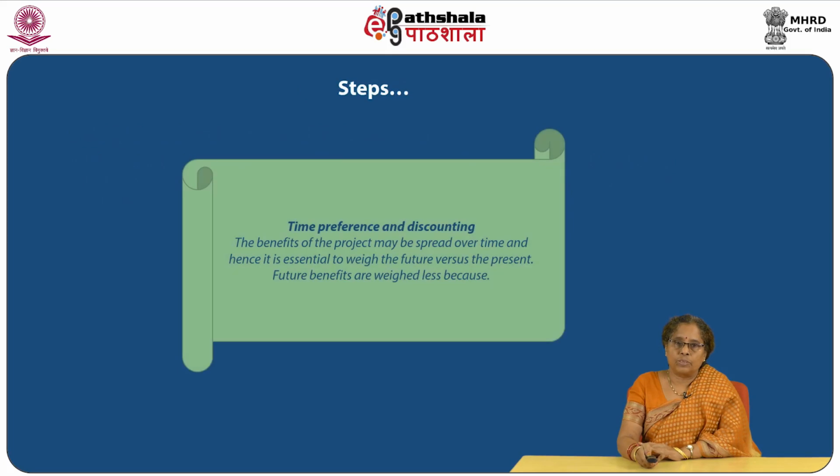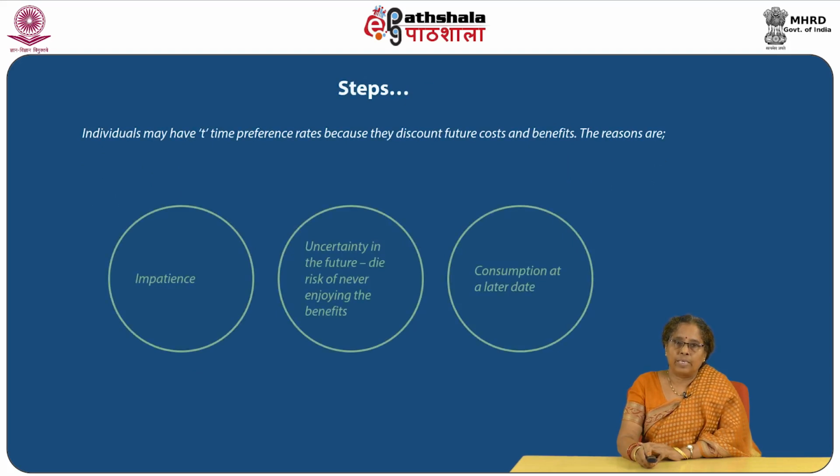The fourth step of cost-benefit analysis is time preference and discounting. The benefits of the projects may be spread over time, and hence it is essential to weigh the future versus the present. Future benefits are weighed less because, one, individuals may have positive time preference rates because they discount future costs and benefits. The reasons are impatience, uncertainty in the future, which is the risk of never enjoying the benefits, and the third one is consumption at a later date.